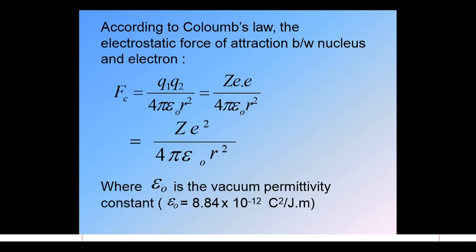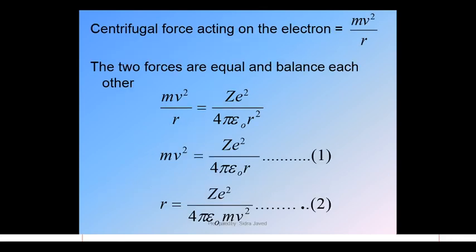Now the electron is moving in a circular orbit, isn't it? So what is the force there? Centrifugal force, or we can say it is the centripetal force acting on the electron. That is equal to mv square by r.